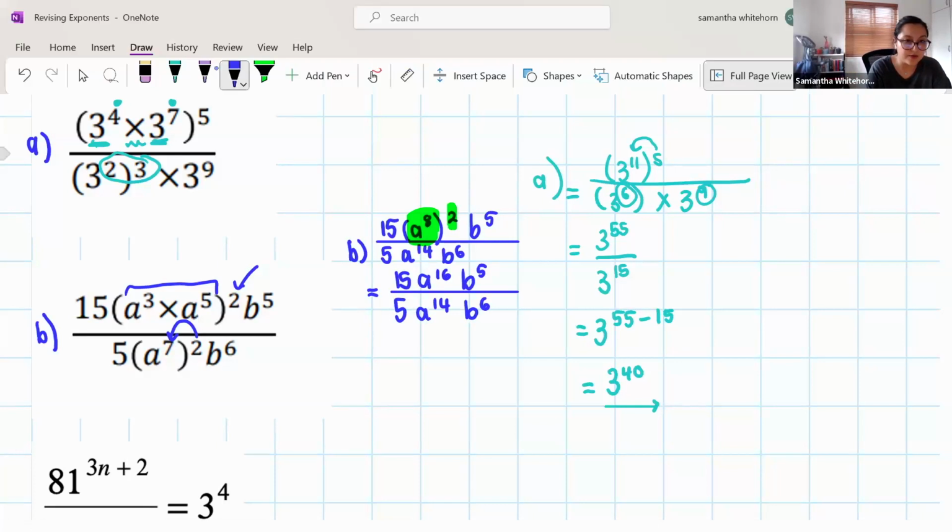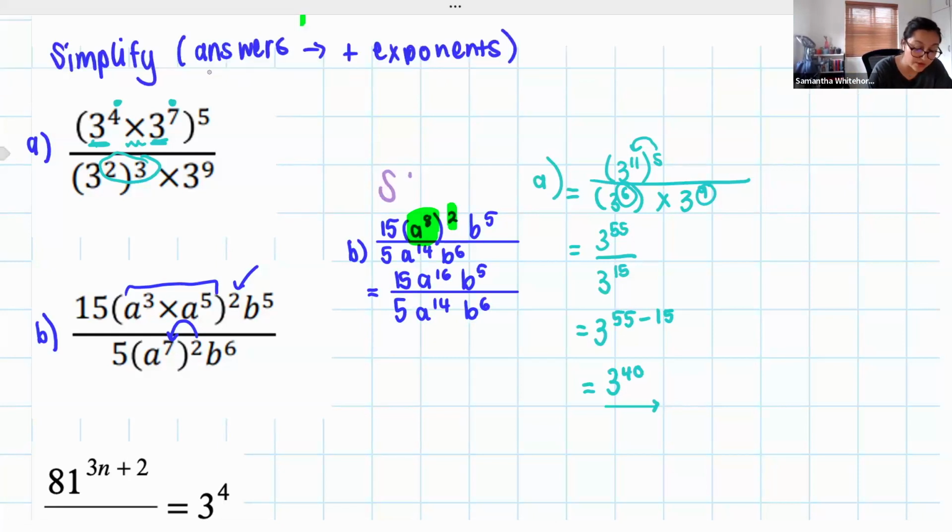Now, I don't know how many of you were with Watobi last year when I was teaching grade 8s, but one way that I used to simplify is SNV. Do you know how many of your teachers do this? Signs, numbers, variables. If you work in those 3 steps, just deal with your signs first, then your numbers, then your variables, it's so much easier to multiply and divide.